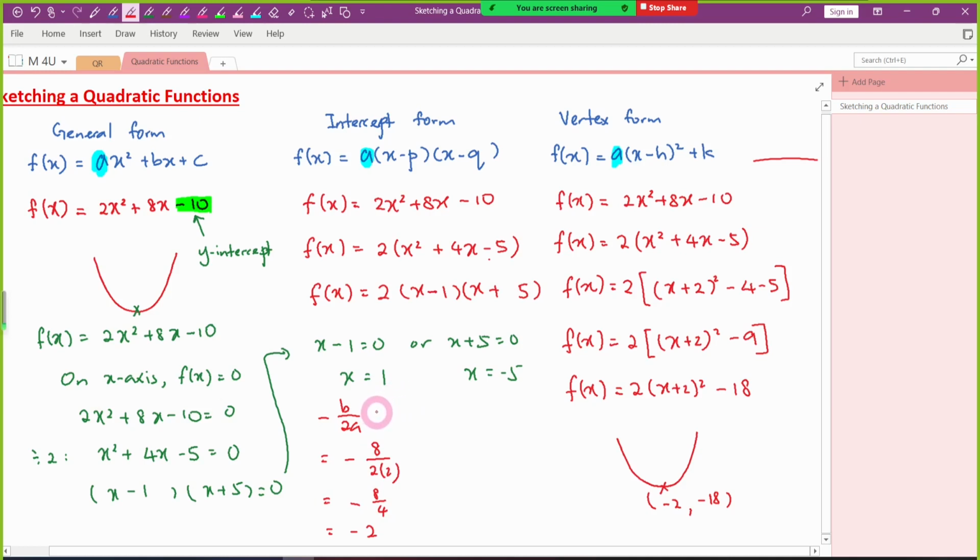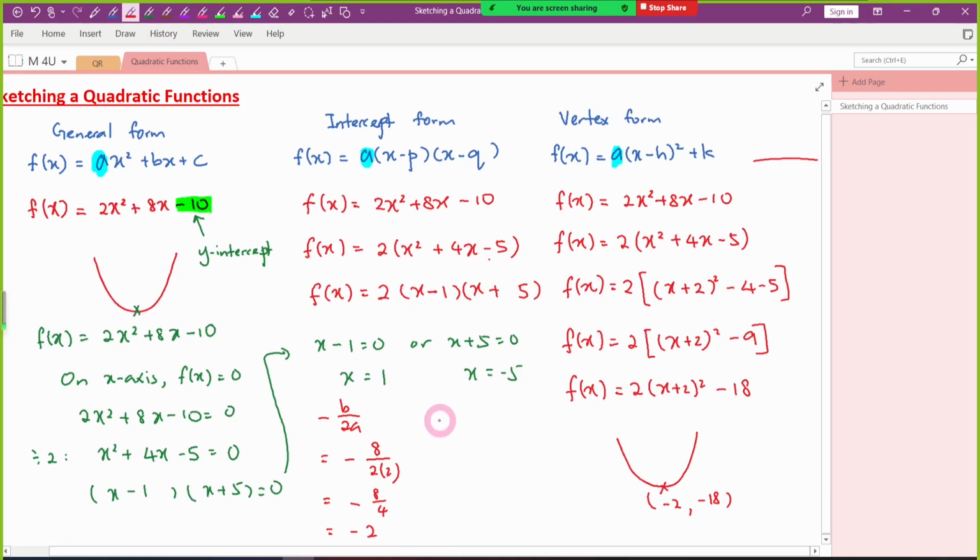Another way to get this is to take these two together and add them up. 1 plus negative 5, divided by 2, you will also get the same value. So 1 plus -5, you get -4. -4 divided by 2, you will get -2. You see, both will actually give you the same answer. Okay, now I've already got the x coordinate for the minimum point.